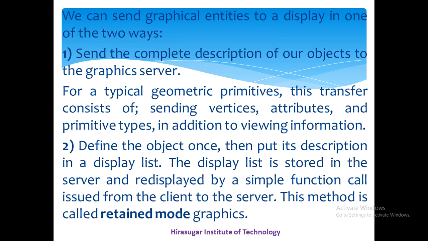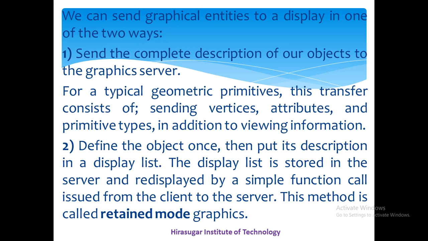We can send graphical entities to display in one of two ways. Again, for sending those graphical entities to display, there are two ways. Send the complete description of our object to the graphics server. For typical geometric primitives, this transfer consists of sending vertices, attributes and primitive types, and additional viewing information.